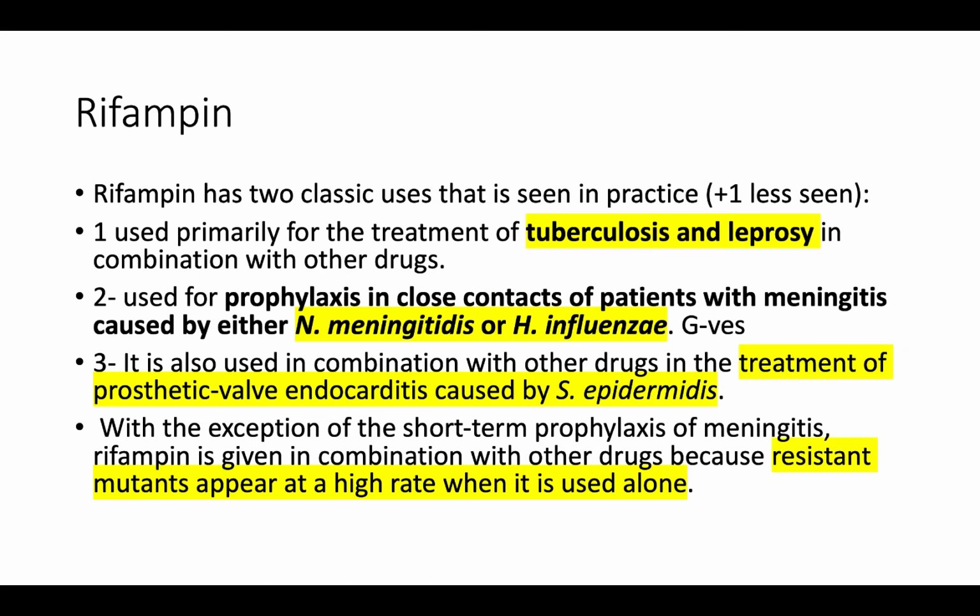rifampin. We usually give rifampin because it has excellent penetration in the saliva in the upper respiratory tract. Most of the bugs that cause meningitis are present in the upper respiratory tract, among them Neisseria and Haemophilus influenzae.